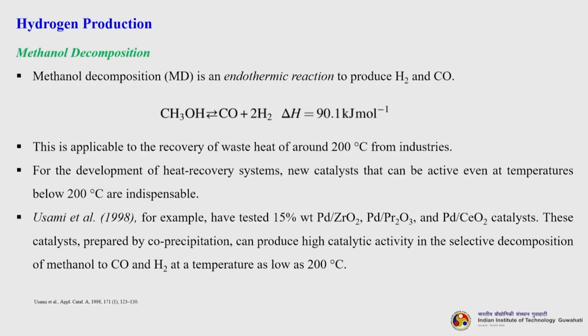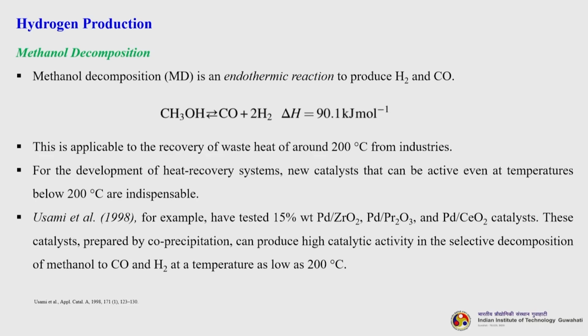Now, hydrogen production from methanol. We will discuss a few processes. The first one is methanol decomposition. Methanol decomposition is an endothermic reaction to produce hydrogen and carbon monoxide from methanol. So, methanol is giving us CO plus 2 H2. You can see the delta H is 90.1 kilojoules per mole.